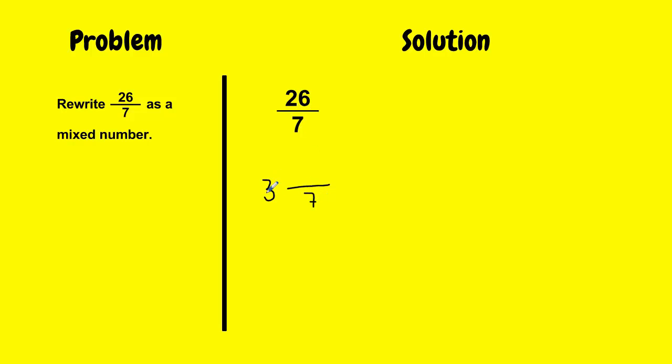7 times 3 is 21. If I were to put 4, 7 times 4 is 28, which is more than 26. So you want to pick a number that gets you as close to your numerator but not going over it. So 7 times 3 is 21. And then I ask myself, how many more do I need to add up to 26? So 7 times 3 is 21, so I need 5 more to add up to 26. And this is my mixed number. So 26 over 7 is equivalent or the same as 3 5/7.